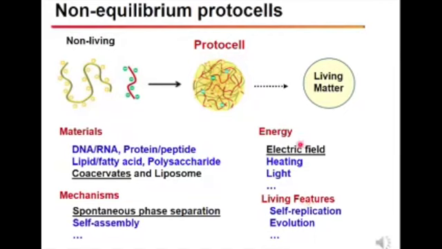The last one is energy. It's the energy used to push the protocell from equilibrium to non-equilibrium. The energy, we believe, has to be physical energy because life has not started yet. The physical energy includes heating, light, shock wave, and the electric field. What we choose is the electric field. Why electric field?